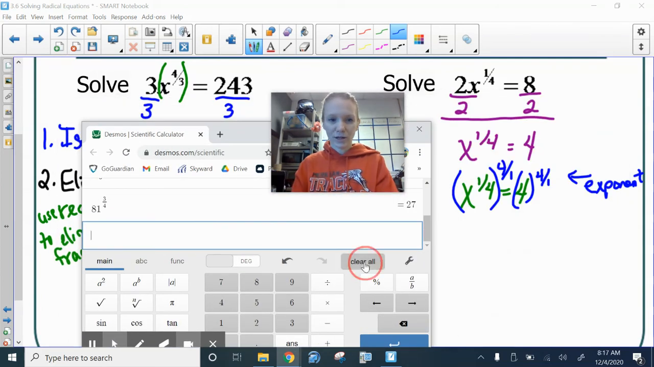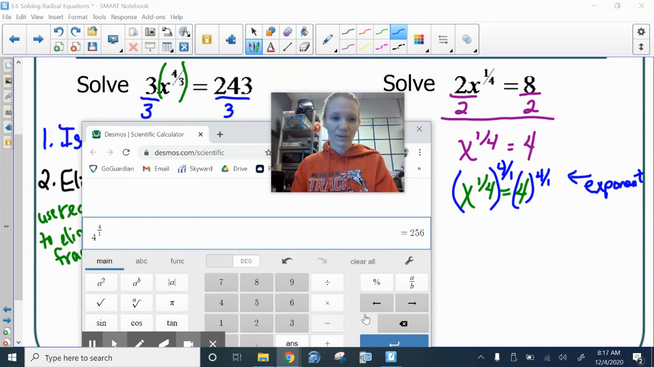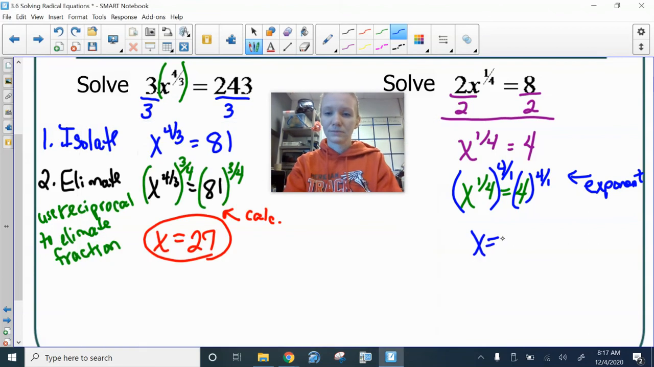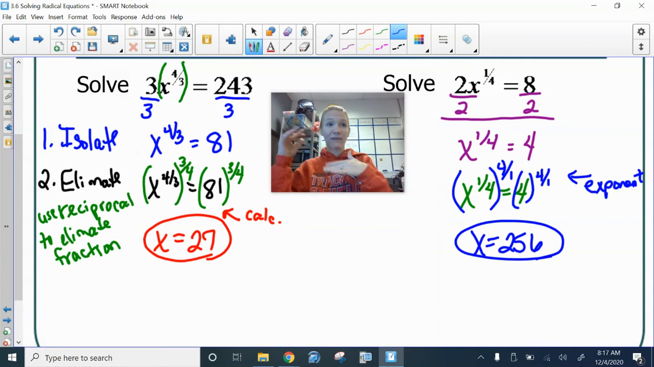So I want to do, let me clear these, 4 raised to, and you could type it as 4/1. It's not going to change anything. And I get 256. So remember that that exponent, that fraction is your exponent.